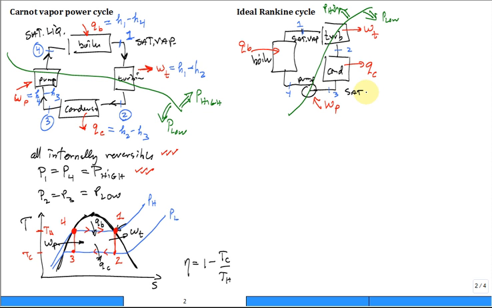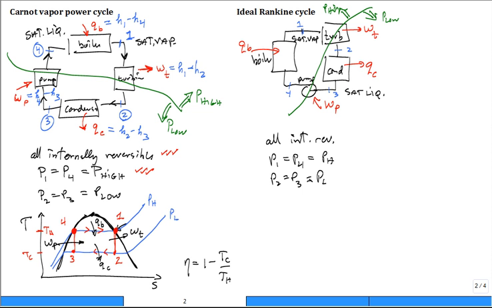Saturated liquid. Compare the ideal Rankine cycle with the Carnot vapor power cycle. Where was the saturated liquid state? It was state 4, not state 3. Now it's state 3. So what I want to do is for this ideal Rankine cycle, all our processes or devices are internally reversible. You still have that the pressure 1 is equal to the pressure 4 is equal to the pressure high, and the pressure at 2 is equal to the pressure at 3, which is the pressure low. You still just have two pressures, high pressure, low pressure.